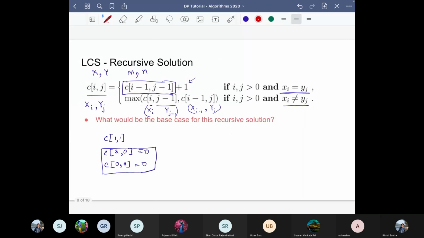This is the recursive solution. If xi equals yj, then we can include that letter and just add 1 to the previous solution, right? And in the other case, where they are not equal, we look at the maximum of the previous solutions. We exclude xi or yj and see what the solution is. So this is the recursive form. But we need to start from somewhere, right? This only tells you that if you have the previous solution, you can find the next solution. We need a starting point so that we can get the next solution. So that is this 0, 0 case.